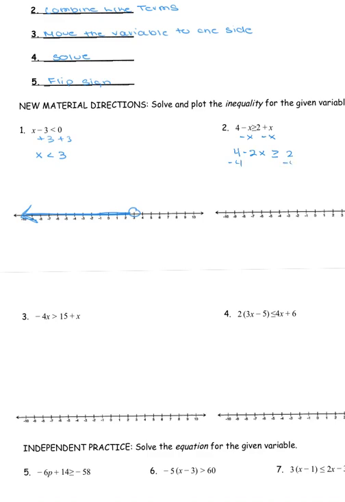I'm going to subtract 4 from both sides. I get negative 2x is greater than or equal to negative 2. Divide both sides by negative 2. And I get x, I get 1. Of course, since I divided by a negative number, I have to flip. So I get x is less than or equal to 1. So on my number line, I'm going to have a closed circle at 1, and I need all of the values that are less than 1.